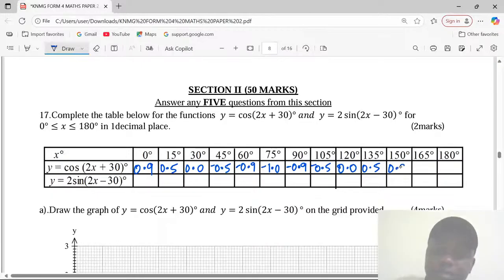0.9 positive. At 165, 2 into 165, then I add 30, 360. So the cosine of 360, which is positive 1, it will be 1.0, because we can't have it as exactly 1. 2 into 180, then we add 30, cosine of 390, 0.9. We are through with the first function. We have ensured the accuracy, so everything is intact. The second function now, we go to the second function.